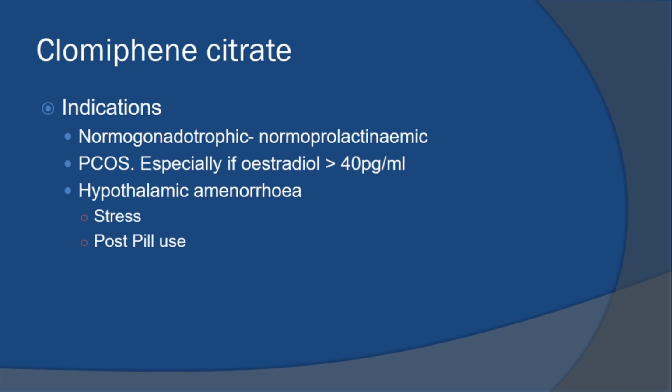So for clomiphene citrate, it is the commonest drug that is used for ovulation induction. And it is useful in normogonadotropic, normoprolactinemic anovulation. It is much more effective if the estradiol level is greater than 40 picogram per ml. It can also be used in hypothalamic amenorrhea and in people that develop amenorrhea following the discontinuation of oral contraceptive pills, and those due to stress.